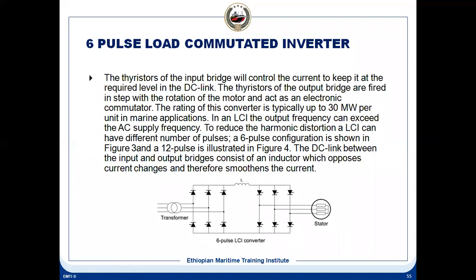The rating of the converter is typically 30 megawatts per unit in marine applications. With an LCI, the output frequency can exceed the AC supply frequency. To reduce the harmonic distortion, an LCI can have different pulse configurations, 6 pulse or 12 pulse. The DC link between the input and output bridge consists of an inductor which opposes current changes and therefore smoothens the current. Here also it is using thyristors for controlling the speed.